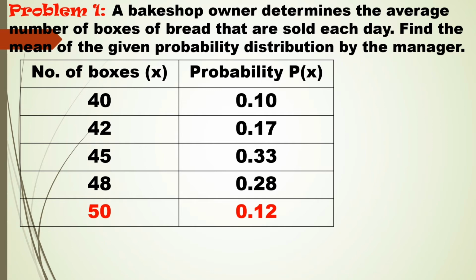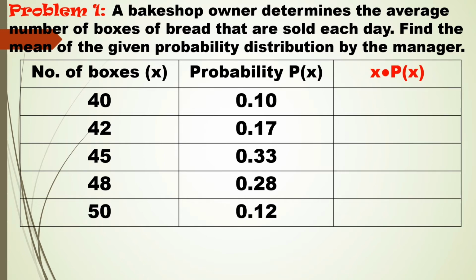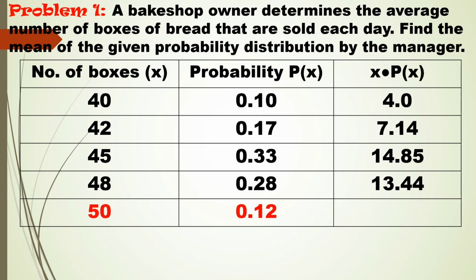To continue to compute for the mean of the given probability distribution, we will add one column for x times P of x. To continue, we will multiply 40 times 0.10. The result is 4.0. 42 times 0.17 equals 7.14. 45 times 0.33 equals 14.85. 48 times 0.28 equals 13.44. And 50 times 0.12 equals 6.0.